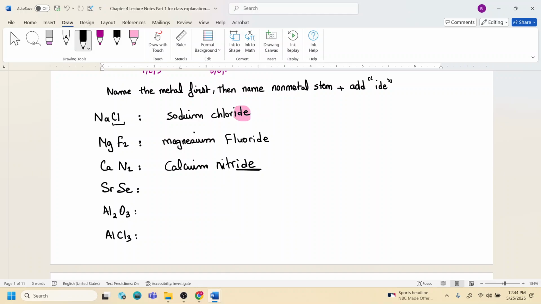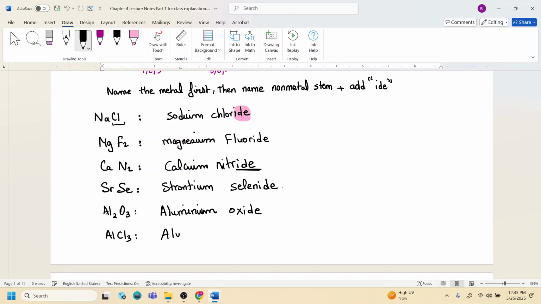This one is SR, strontium. It's going to be strontium, and SE is selenium. So I'm just going to end it with IDE. So it's going to be a selenide. Okay. This one is going to be aluminum, and oxygen, we call it oxide. Aluminum, just get used to these names. Oxygen, we call it oxide.